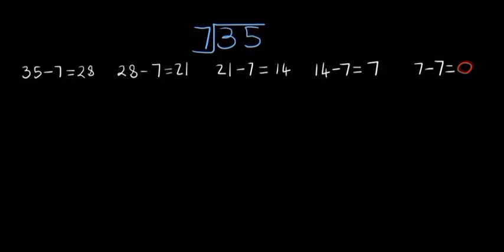Now division is simply a repeated subtraction. So to divide 35 by 7, we simply subtract 7 from 35 until we get 0. And then we say we have 1, 2, 3, 4, 5 groups of 7 inside the 35. So the answer here should be 5. But we can do this subtraction process in a faster way.